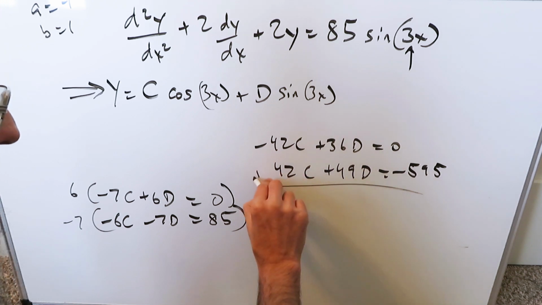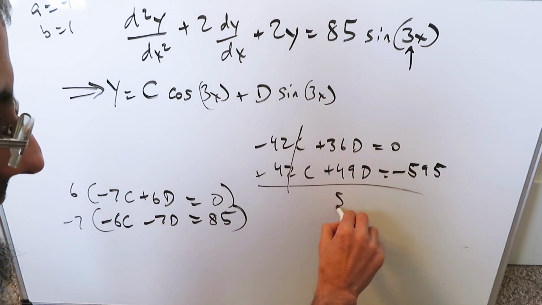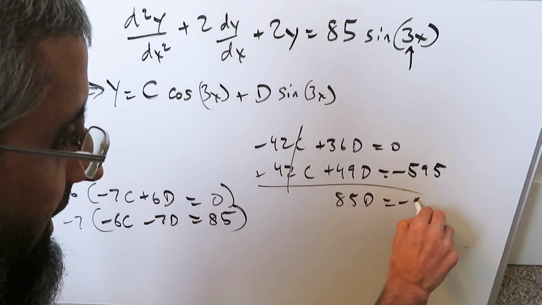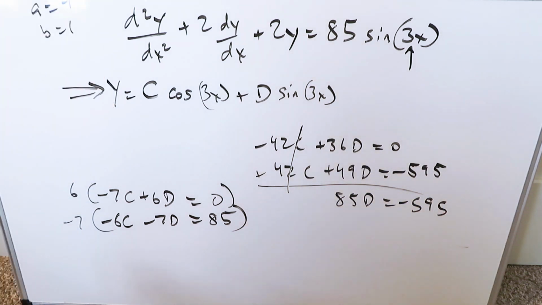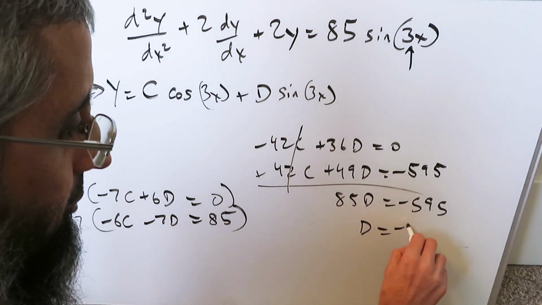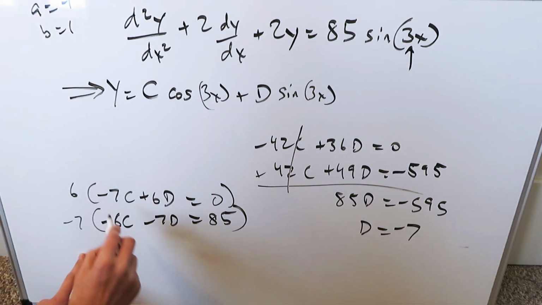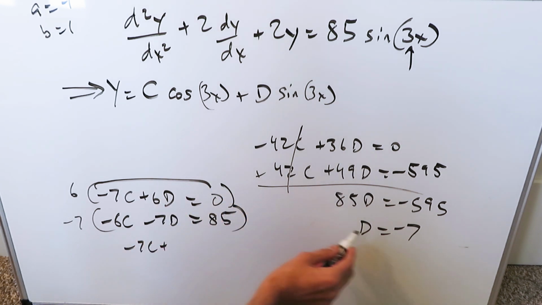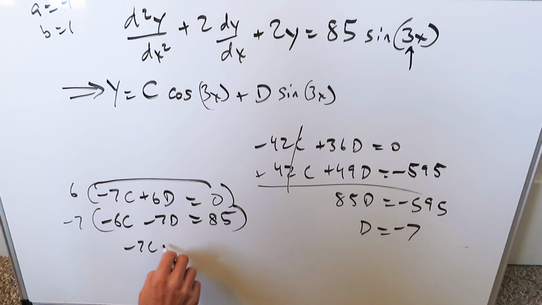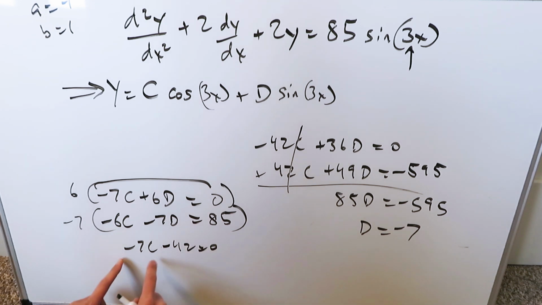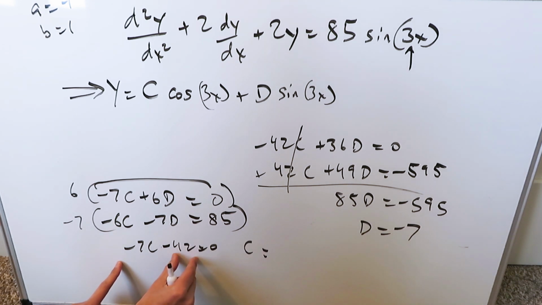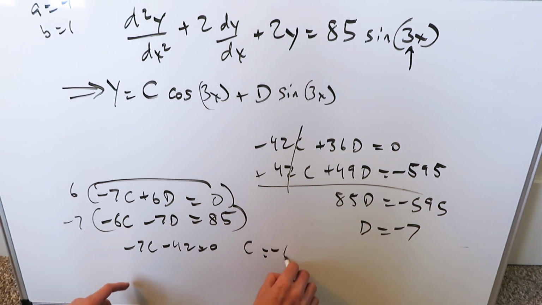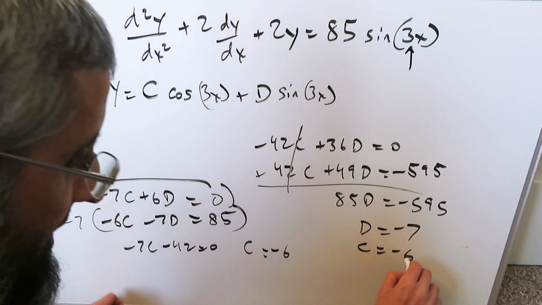Let's add these. These cancel out. This is here, and 85d is equal to minus 595. Solve for d. D over here is equal to minus 7. Now let's determine c from this equation right here. I have a minus 7c plus 6 times minus 7, which is a minus 42, is equal to 0. You can easily determine c is equal to 42 divided by minus 7, which is a minus 6. C here is equal to a minus 6.